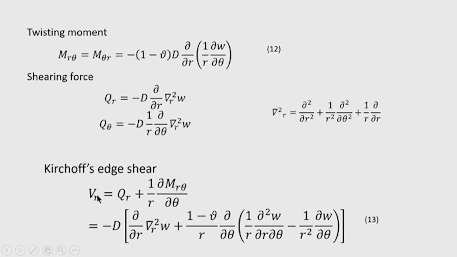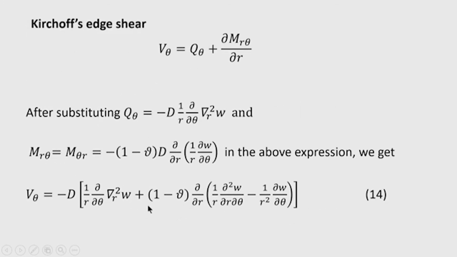So, ultimately you will get the radial equivalent shear force equal to minus D del by del r of the Laplacian in polar system of W, plus (1 minus mu) divided by r del by del theta of the bracket 1 upon r del square W by del r del theta minus 1 by r square del W by del theta. You can note here that this term with del by del theta is due to the contribution of M r theta in the equivalent shear. So, that you have noted, and this V r is written like that.